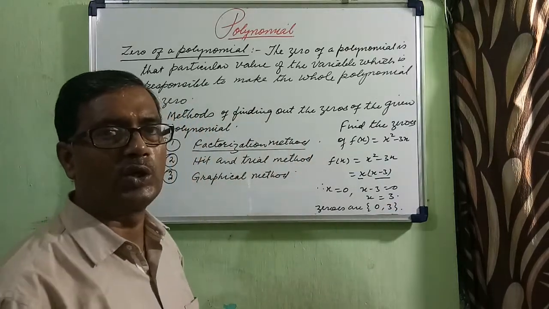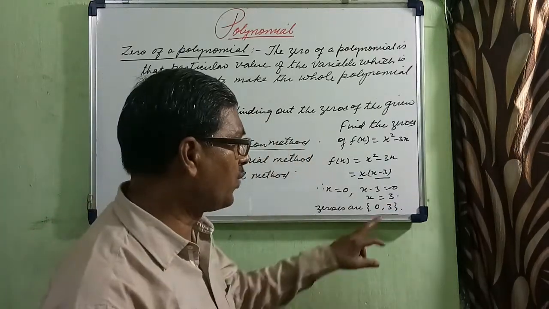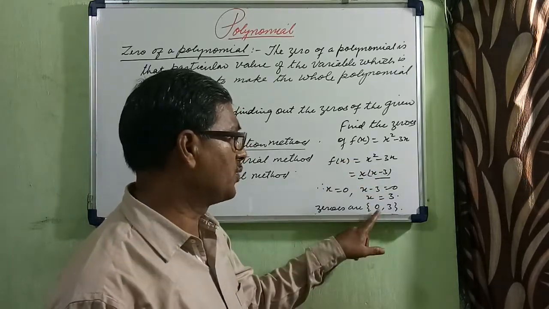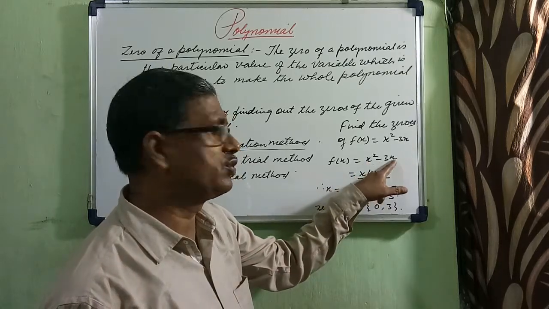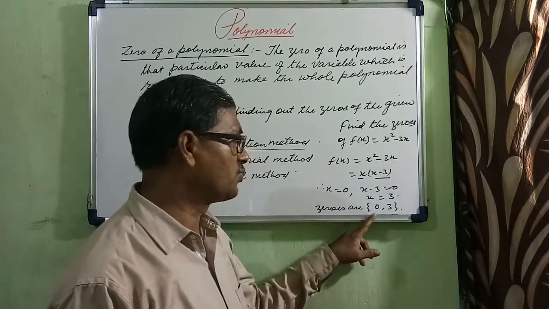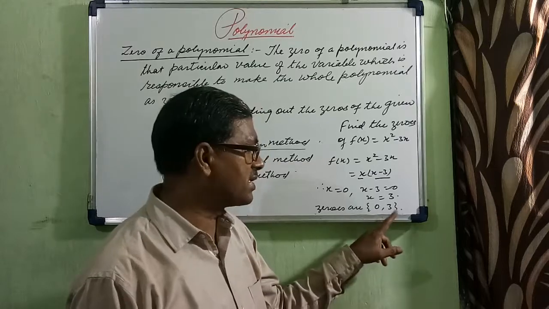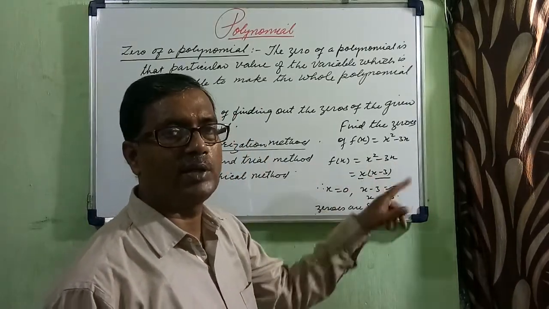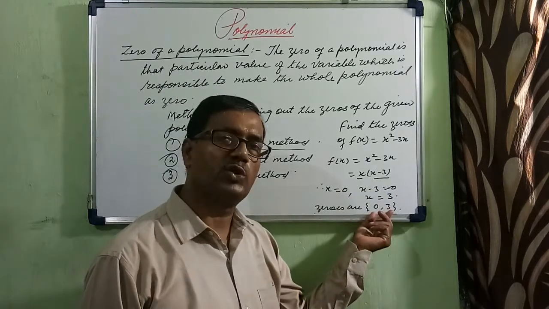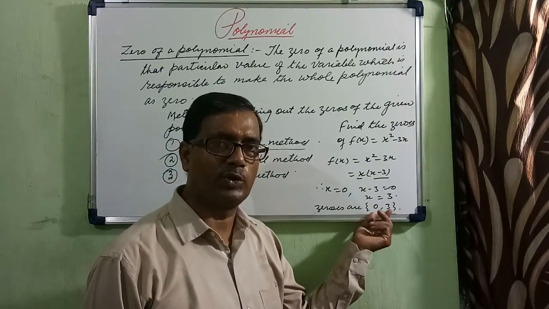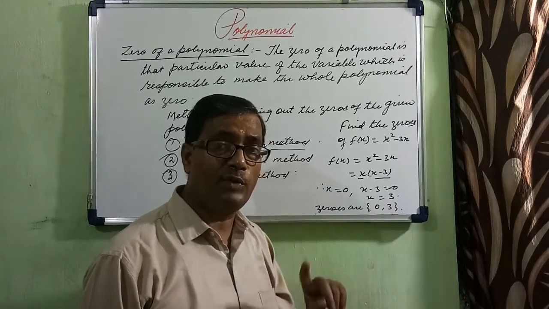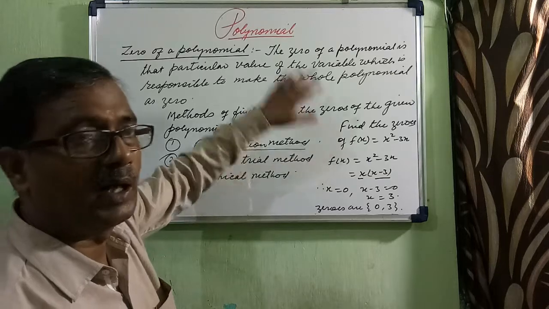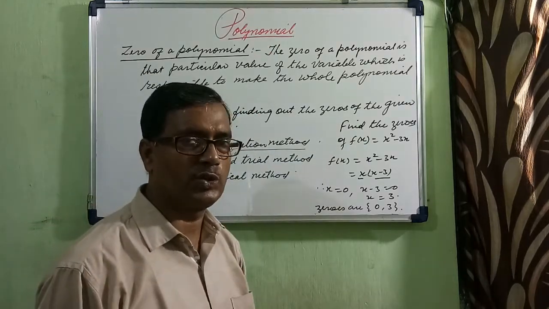Whether it is correct or not, what shall we do? We will put one by one the value here and see if it is coming 0 or not. Let us put 0. 0 minus 3 into 0, 0 minus 0, 0. So that is one of the zeros. Let us put 3. 3 square, 9. 3 into 3, 9. 9 minus 9, 0. So these are called zeros of the polynomial. So every time we will try to find out the factors, and then we will find out its zeros.